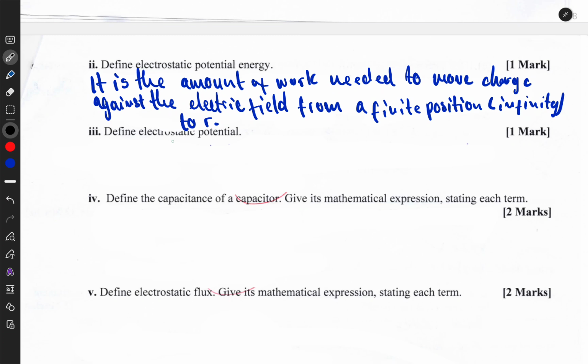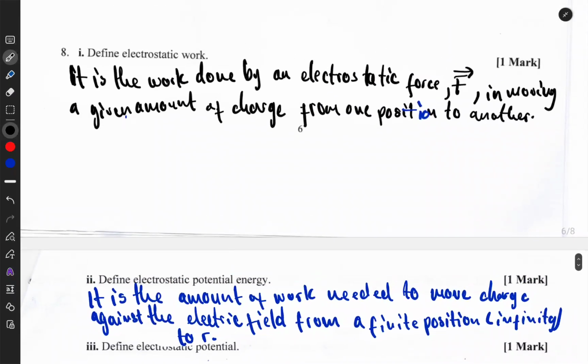Now, what about here? Define electrostatic potential. So this is now potential only. For potential, it is V. Potential energy, electrostatic potential energy, is U, right? And when we talk about delta U, the change in it, what is it? It is the amount of work needed to move a charged particle against the electric field from infinity to R. That's enough. You can say that.